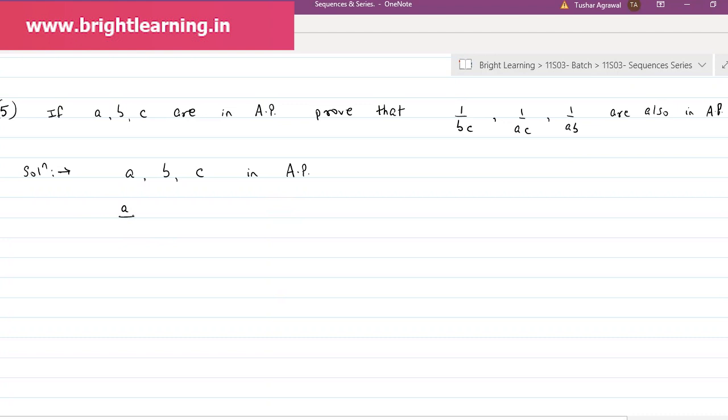So if I divide all of A, B, C by ABC, then the new sequence is also in AP only, since I'm dividing all of them by the same number. What is A upon ABC? 1 upon BC. What is B upon ABC? 1 upon AC. What is C upon ABC? 1 upon AB. That's it. Just a one step question. Divide by ABC and the problem is over.